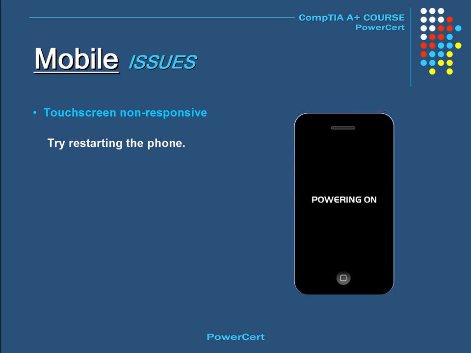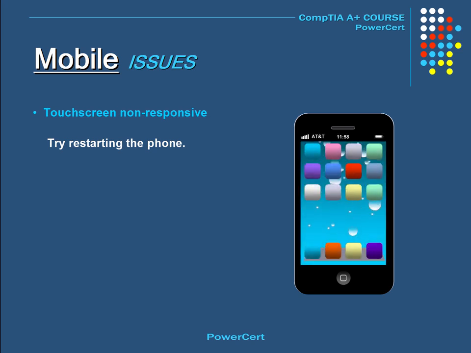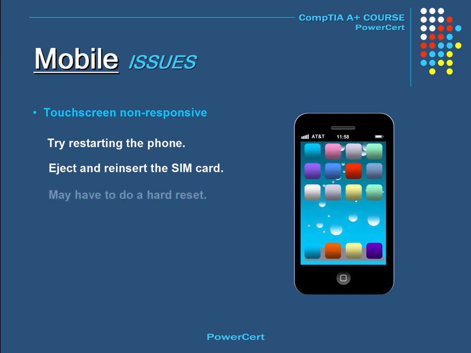Or if you power it back on and you still have the issue, you can try and eject the SIM card and then put it back in. Or if that doesn't work, then you may have to do a hard reset on your cell phone. And you can refer to the manufacturer's documents for specifics on how to do a hard reset for your specific device.